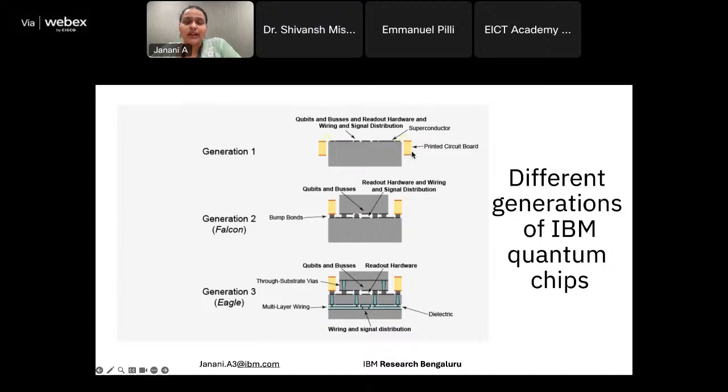So initially you had a very simple sort of architecture, but then as time goes on you have newer generations of chips, you improve the way you connect these layers, and you improve the interface between the layers so that you have better wiring and signal distribution, and so that the information that you receive has higher fidelity.